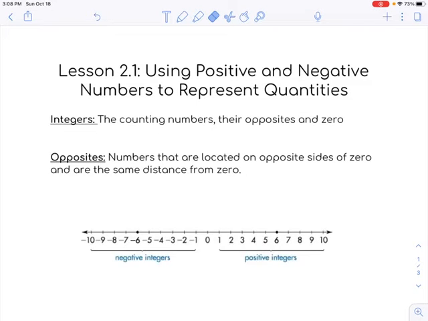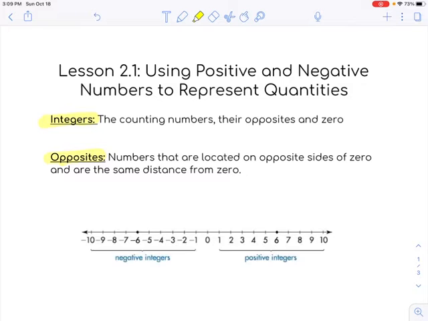Hello everybody. Today we're going to be jumping into our new topic, which is all about integers. In our first lesson, lesson 1, we're going to be talking about how we can use positive and negative numbers to represent different quantities. So there are two key terms that we need to talk about today. We want to talk about what an integer is and what an opposite is.